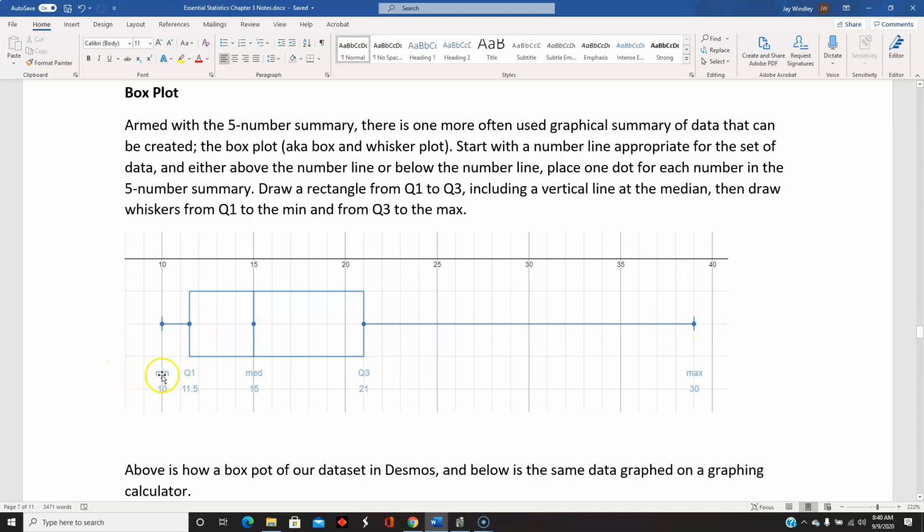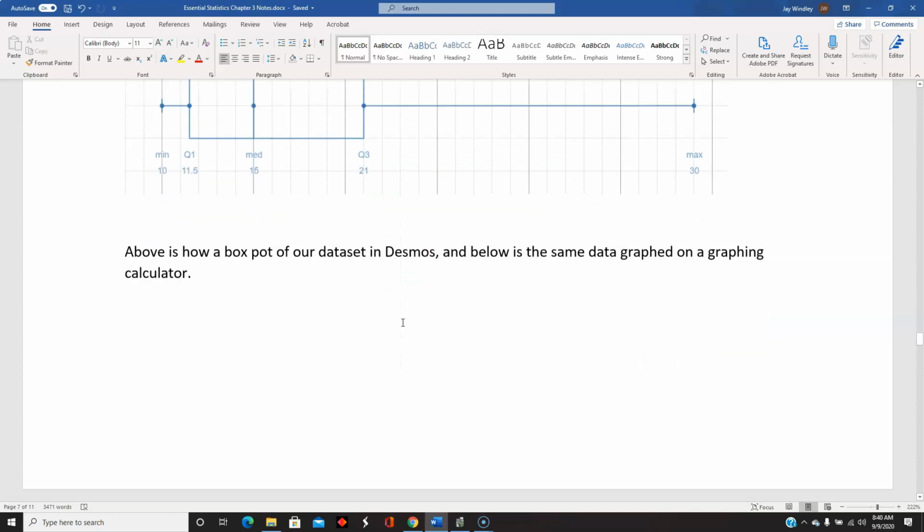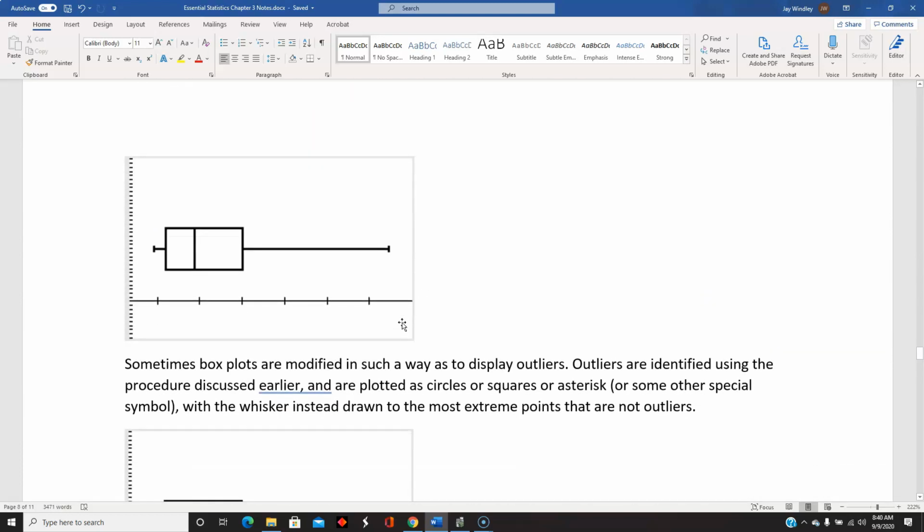And notice also that I have labels for each of these points, not only labeling that this is the minimum, but specifying that that's 10, and labeling that this is quartile 1, and that's at location 11.5, and so on. So that labeling ideally should be a part of it. So this is how a box plot looks in Desmos. Here's how that same box plot looks on our graphing calculator. The only thing that kind of sucks a little bit about the graphing calculator is that there's no numbers here on the x-axis. So unless we press a couple more buttons on the calculator, we don't really know what these locations are.